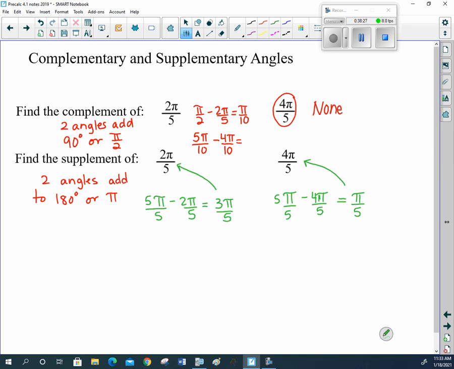So once again, if your given angle is greater than 180 degrees, it won't have a supplement either. So the original angles, guys, if you're looking for complement, it has to be less than 90 or pi over 2, and supplement has to be less than 180 degrees or pi to find those complements and supplements.